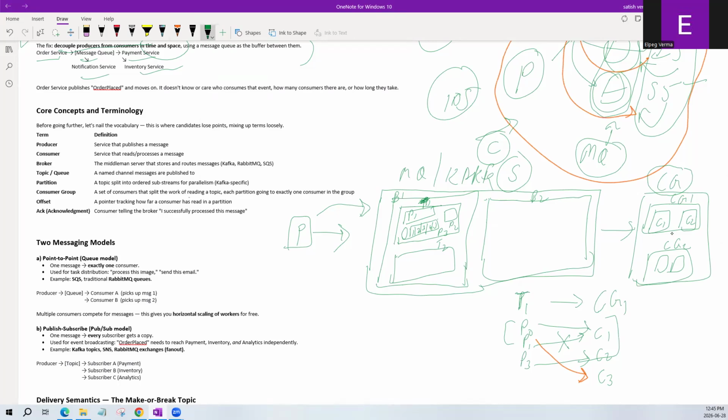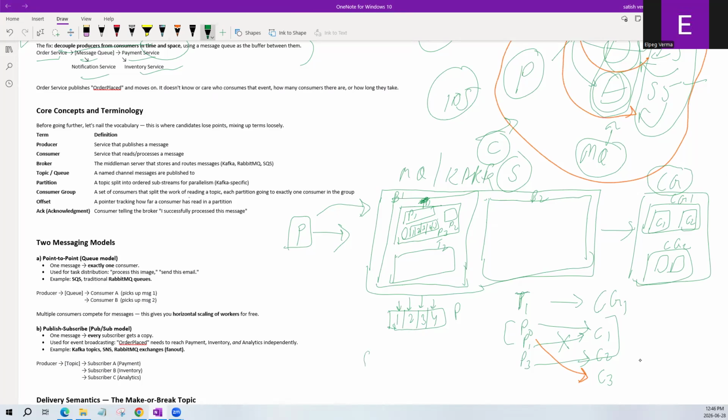So offset. Partition: suppose P1, P0 is consumed by C1, right? So it has 1, 2, 3, 4. So this is a partition. These are offset numbers. Offset, offset, offset, offset. Okay. What happened? It will consume. So kind of index, right? Index 1 is like offset, right?